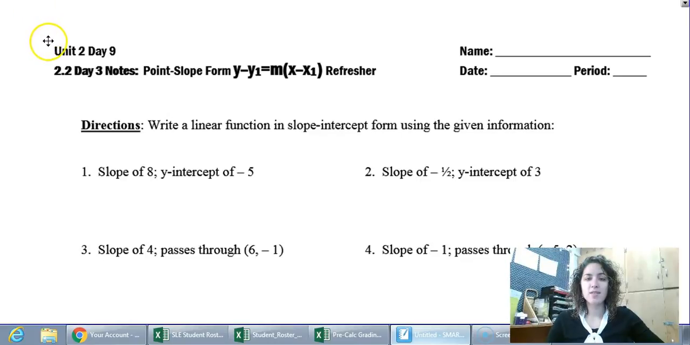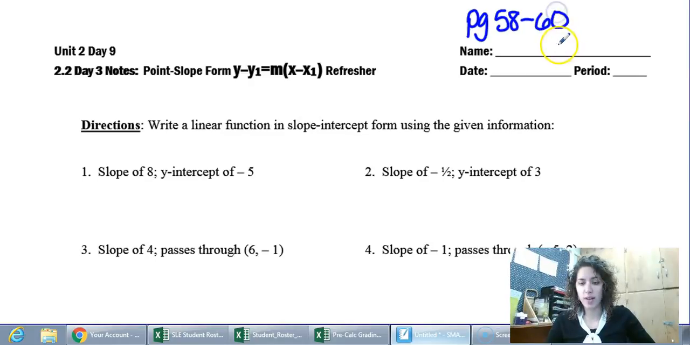Hello everybody, tonight's flipped homework is going to be on a point slope form refresher, and we're going to cover questions from page 58 to 60 in your workbook. So we should be on page 58, and we'll move around a little bit like we've been doing, and the ones we don't do we will do in class as practice.